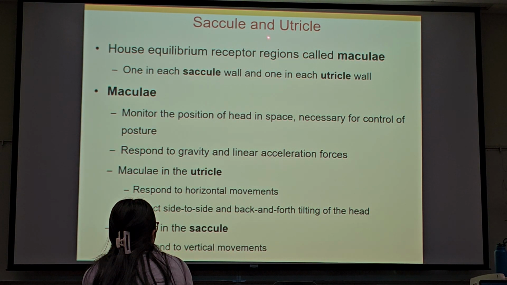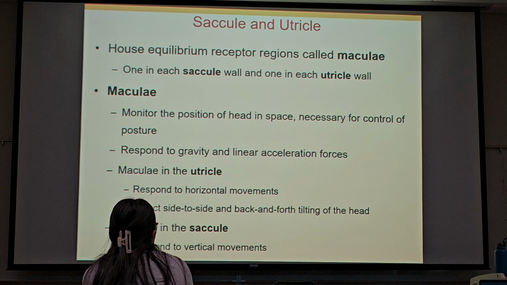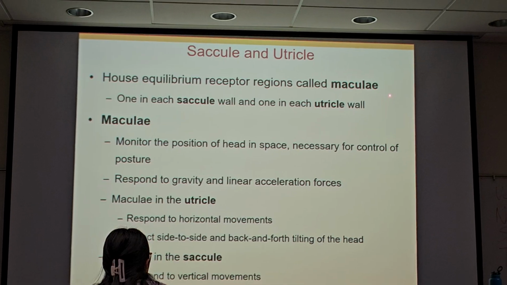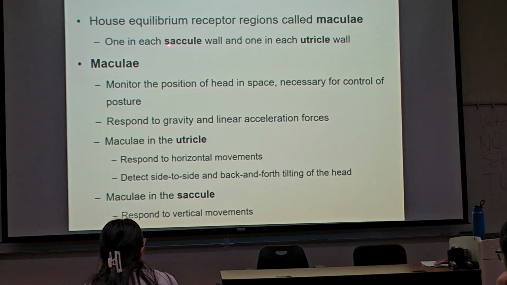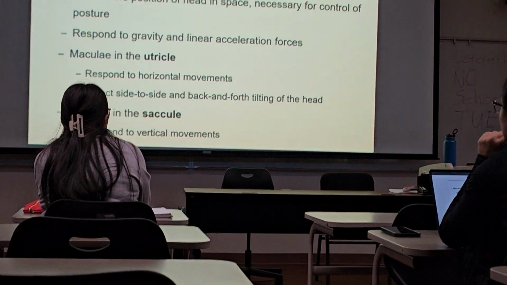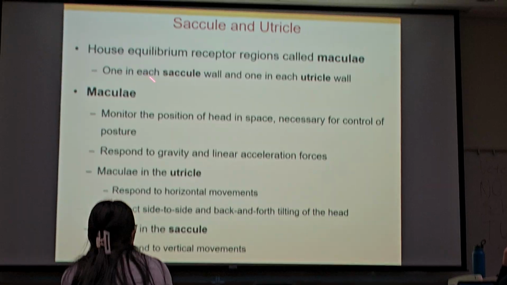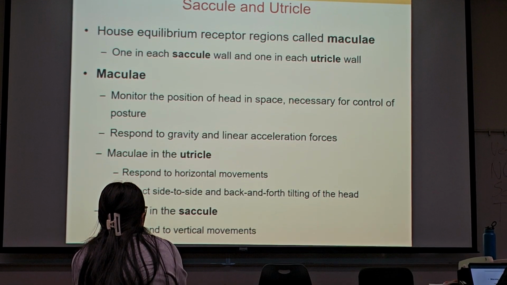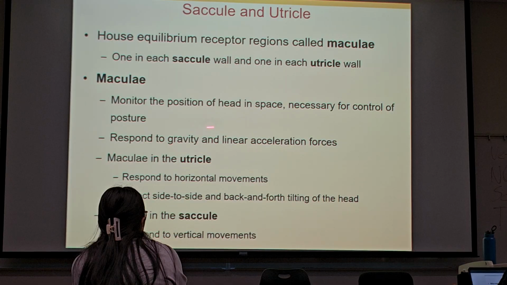Both the saccule and utricle are going to house the receptors for equilibrium. These receptor regions are called the macula. We have a macula in the saccule and a macula in the utricle. The macula is the receptor region detecting the position of the head, helping to control posture, responding to gravity, going up and down, or accelerating, or linear movement.